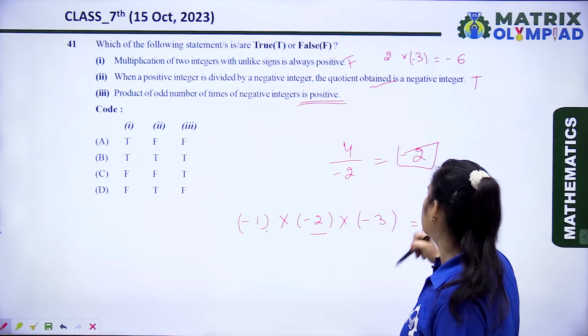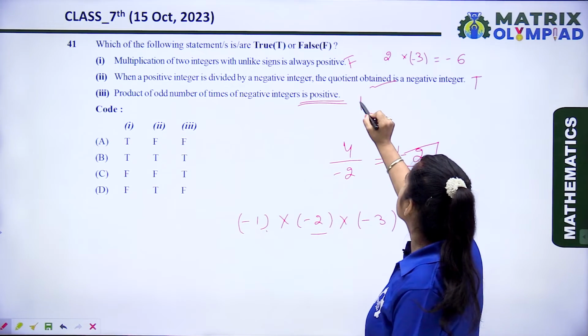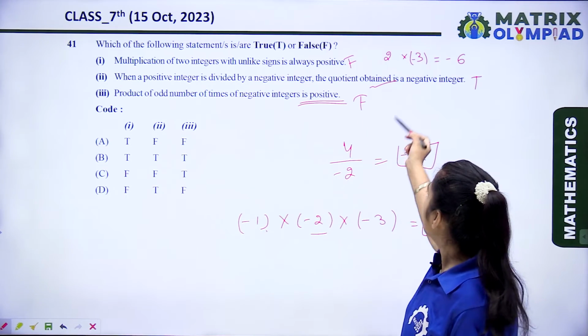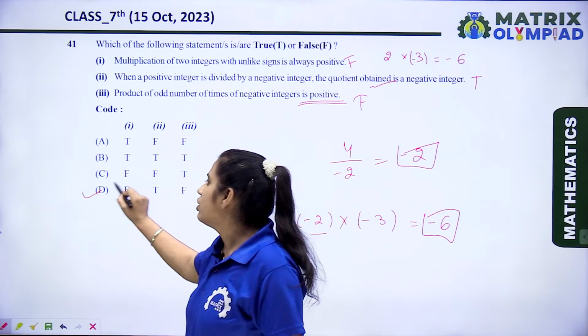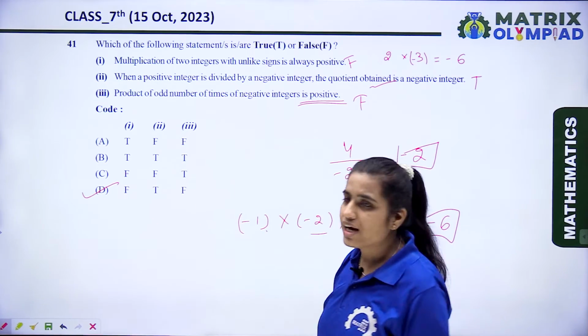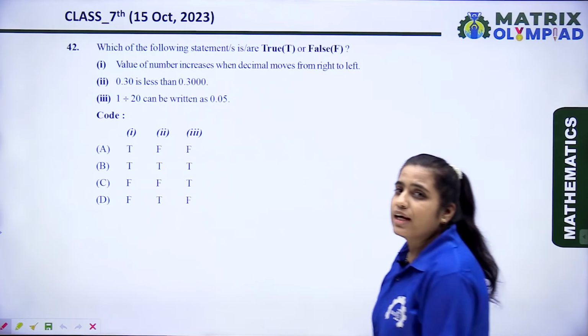So the answer is in the negative form. So the last statement is false. Now the sequence is false, true, false. So here option D is the correct answer. Now let's start the next question.